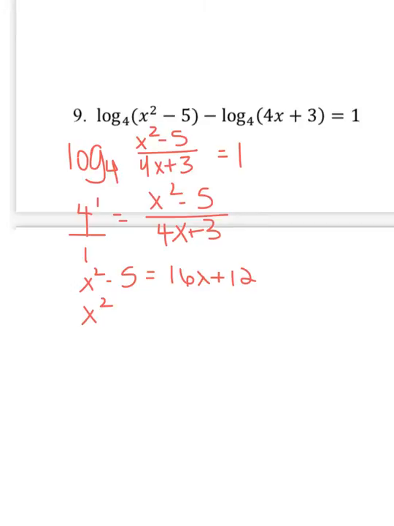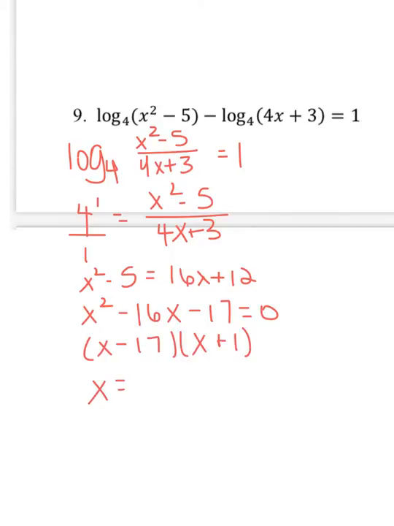which is really the quadratic equation. x squared minus 16x minus 17 equals 0. You go through, you do master product, you would get x minus 17 times x plus 1, giving me x is equal to 17 and x is equal to negative 1. You plug them both back into your calculator and you will see that both of them do in fact work and check out.